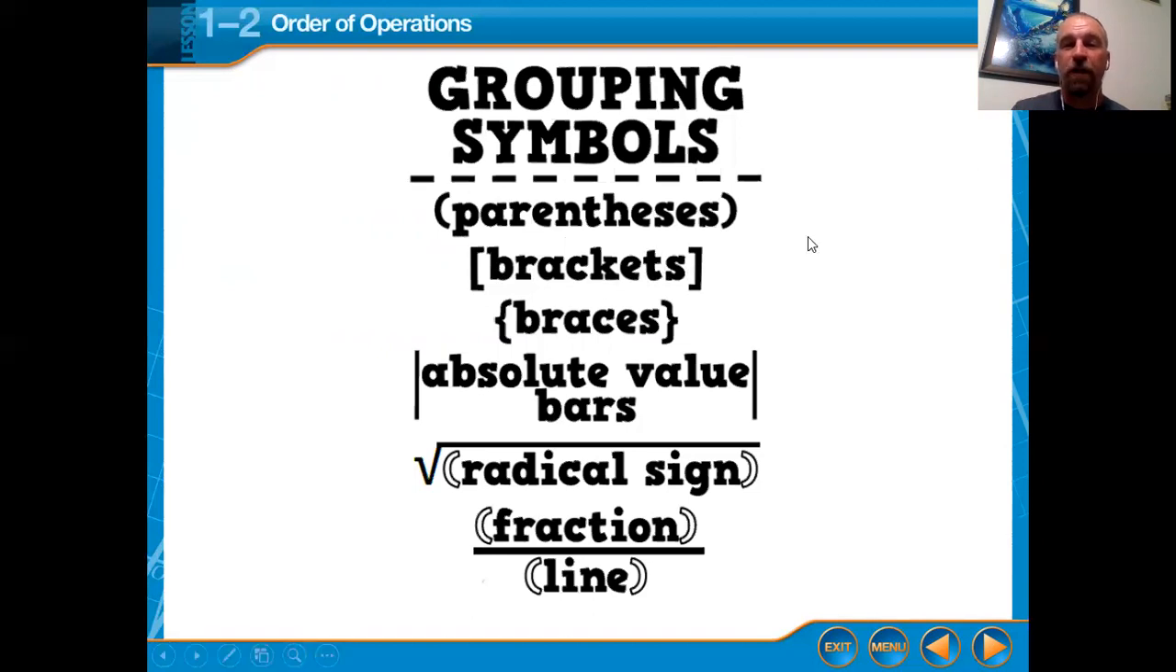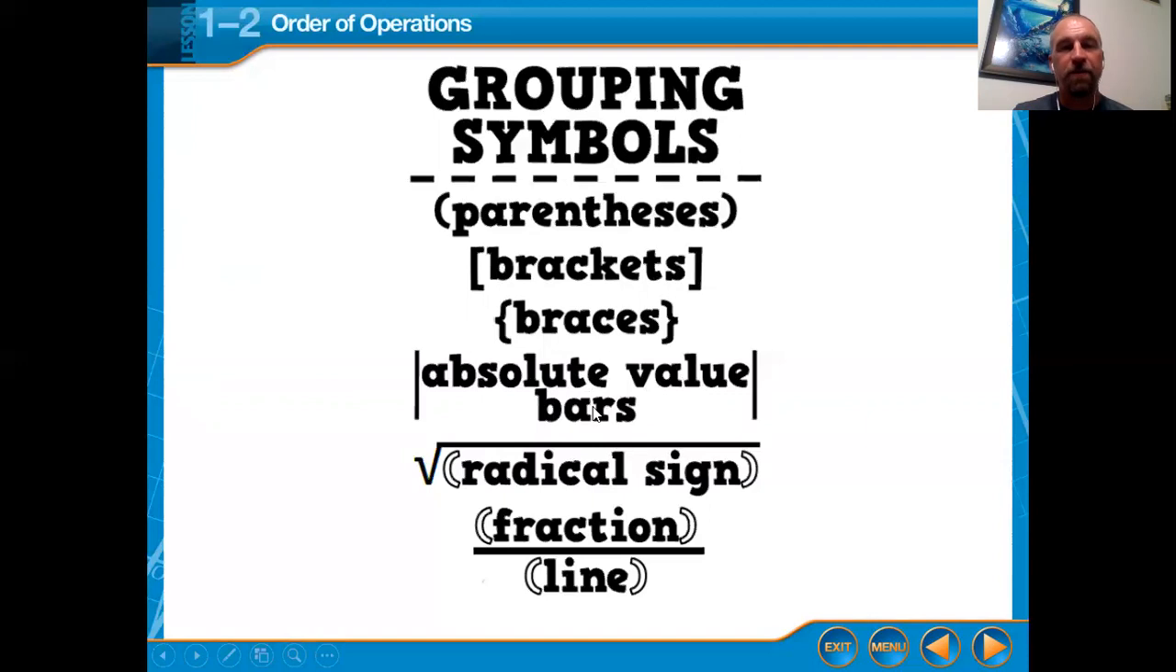Braces are not an operational grouping symbol. Braces are a symbol that groups numbers together as a set. We'll talk about that later. So you won't see braces in this lesson, but it's part of the grouping symbols list that I found.